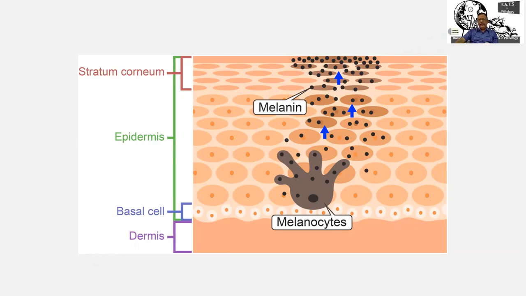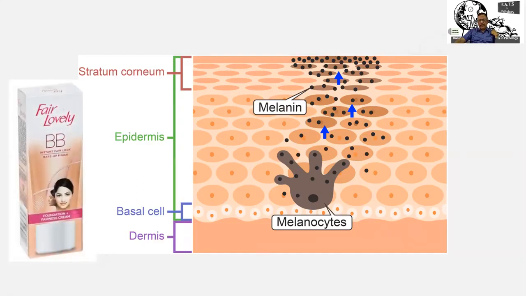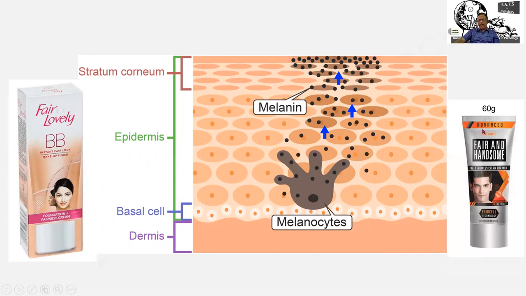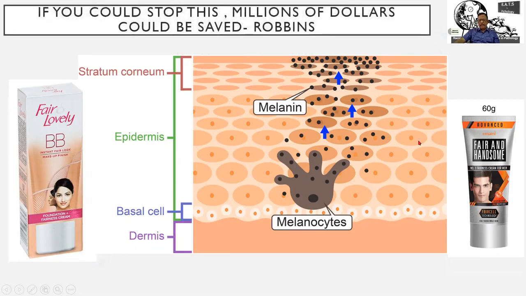On the contrary, in some people you find that they are increasingly dark because of increased amount of transfer of melanin pigment to the epidermis. In order to prevent that, people use this Fair and Lovely. Nowadays, more than women, you find that men want to be more fair and handsome. As a result of this, they keep using it. And Robbins very beautifully says that if you could have stopped this, millions of dollars could have been saved.